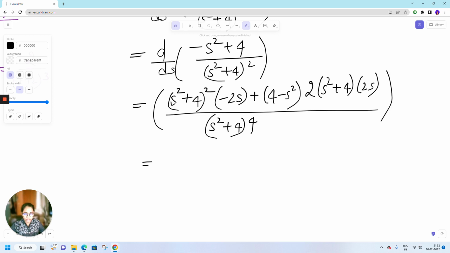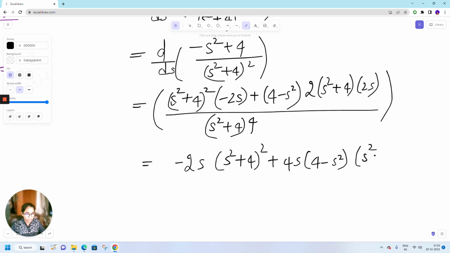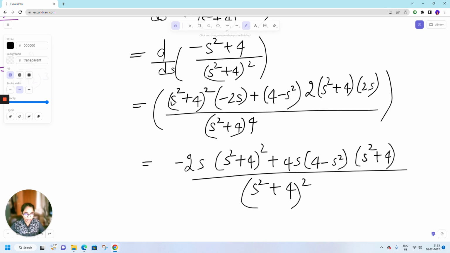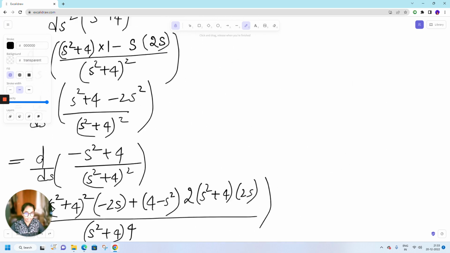Okay, now what else is remaining? Minus 2s into s square plus 4 whole square plus 4s into 4 minus s square into s square plus 4. Can you take s square plus 4 common? You can take it common, divide it with the denominator, and you can simplify this step further. Do some simple math.